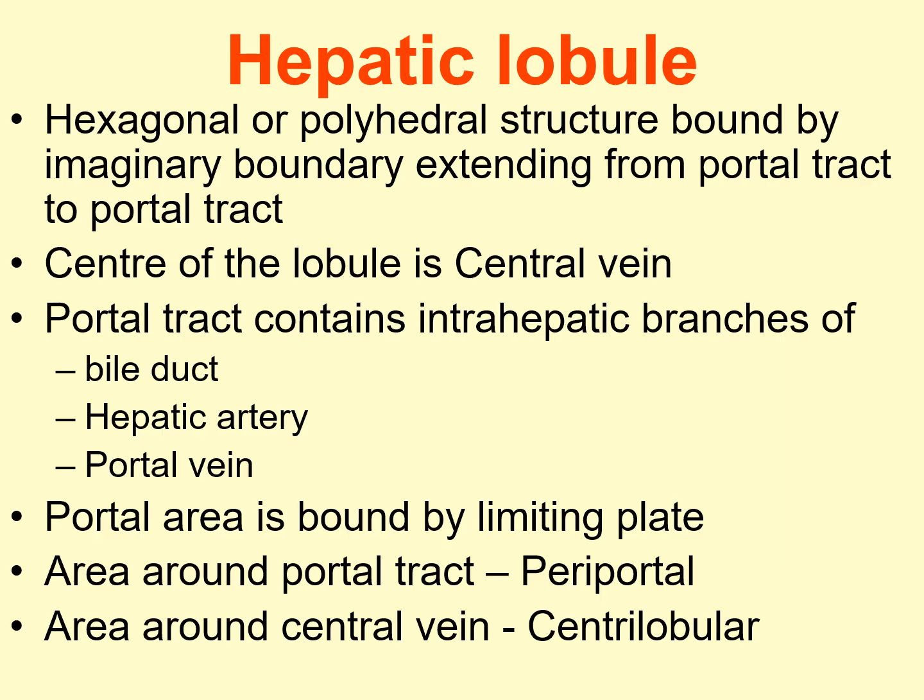So as I told you, the hepatic lobule is a hexagonal polyhedral structure bound by imaginary boundaries extending from one portal tract to another portal tract. I told you this in the earlier slides. And the center of this lobule is a central vein. What is there in the portal tract? Bile duct, hepatic artery and the portal vein.